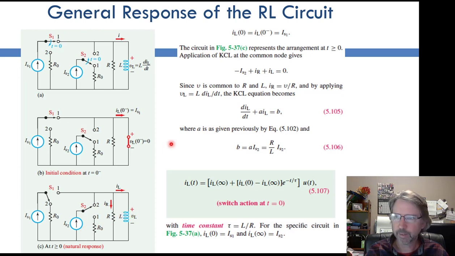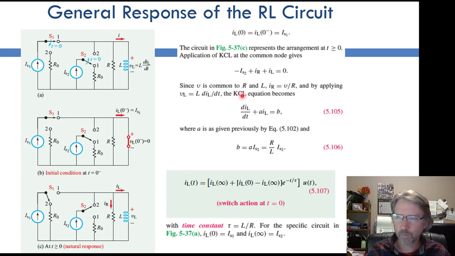And we do, again, Kirchhoff's current law. The node up here, IS2 is coming in, so it's a minus sign, plus IR going out, plus IL going out has to equal 0. Then we have the same voltage across the resistor and the inductor, so we can use their equations and find this format: di/dt plus A times I equals B, and A is the same A that we had in the previous slide, and B is given by this equation here.